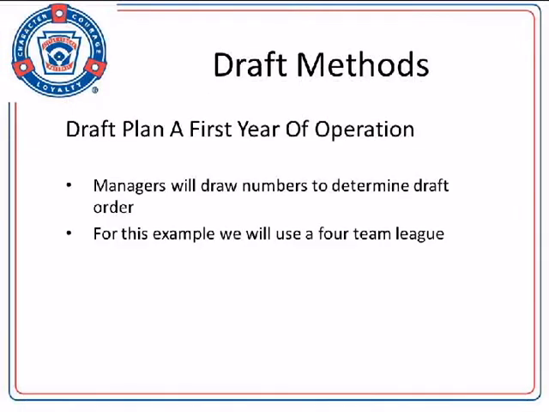Draft Plan A, first year of operation. Managers will draw numbers to determine the draft order. For this example, we will use a 4-team league.